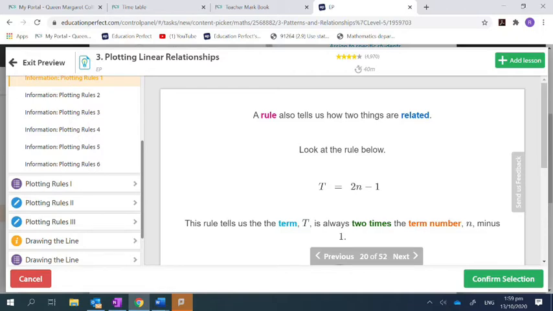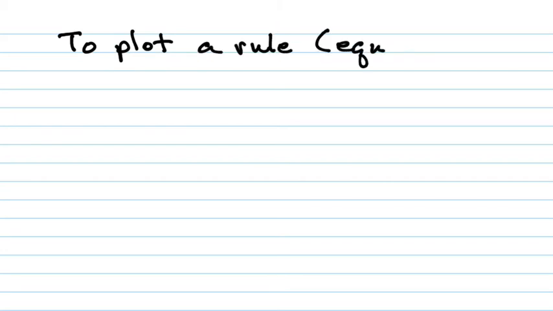Okay, so here what we're going to do is learn to plot a rule, an equation. We did all this last year. You find the common factors. Find y, because it probably doesn't give you what y is. What I expect to see, guys, is that you're plotting these rules by creating a chart.